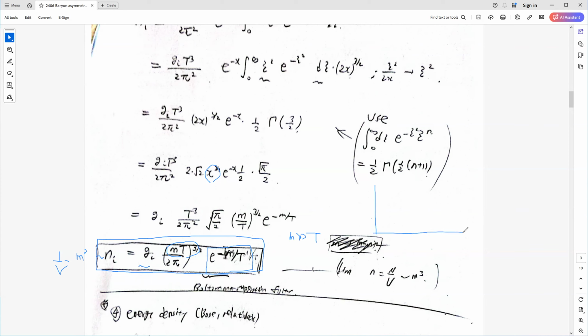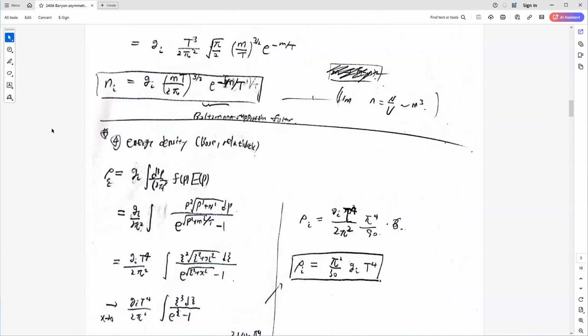Actually, we can describe the number density over cosmic time using the parameter x as m over T. This is not redshift. When x is larger than 1, the number density in equilibrium is strongly suppressed by the Boltzmann suppression factors. And when x is much larger than 1, the number density can be ignored.